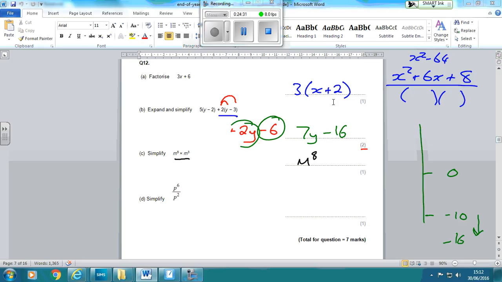Here, this line means a divide by. So p to the power of 6 divided by p to the power of 2. Just like when we multiply, we add the powers. When we divide, we subtract the powers. So that's simply going to be p to the power of 4.